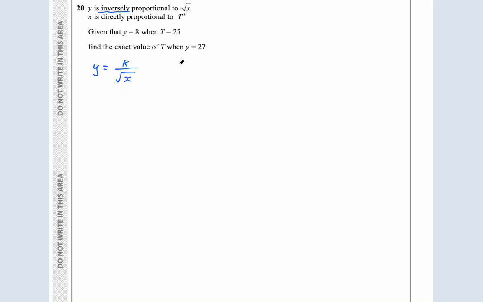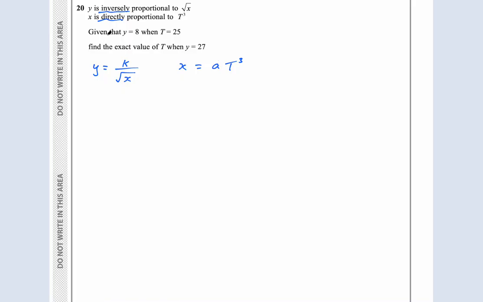And then it says x is directly proportional, so because it's directly, we don't put the t cubed underneath the line, we put it over the line. And I need to use a different constant, let's use a. It's equal to a times t cubed, some constant. So this is a constant of proportionality, and this is a constant of proportionality. I don't know what they are.